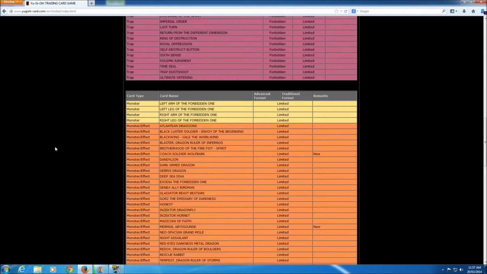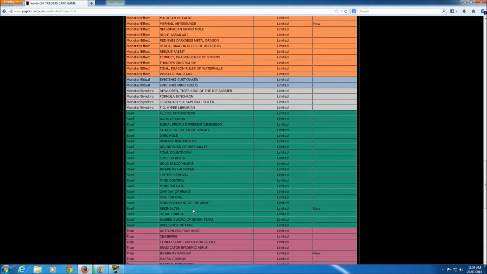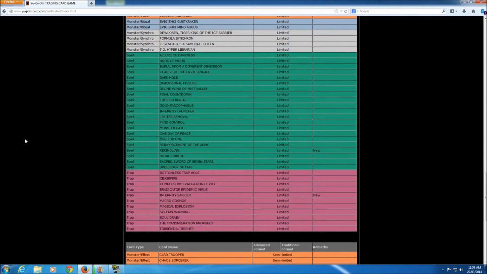A few on the limited list. Wolfbark, that's an obvious reason. That is Abyssgunde as well. His Mermails are doing pretty well. Rekindling, it's a really good spell card. Infernity Barrier, also at 1.